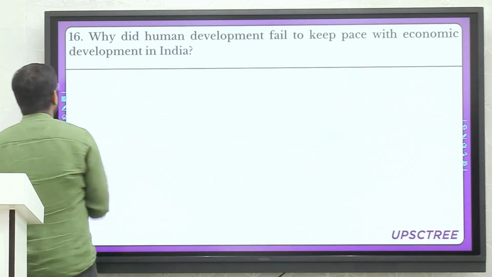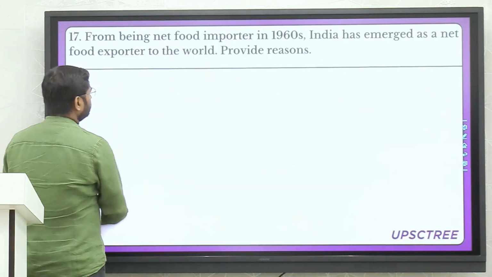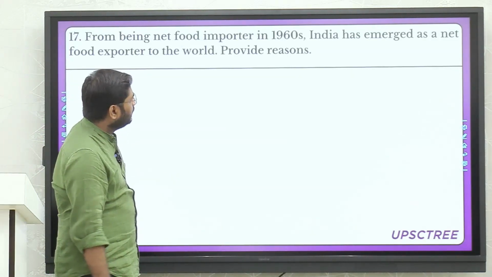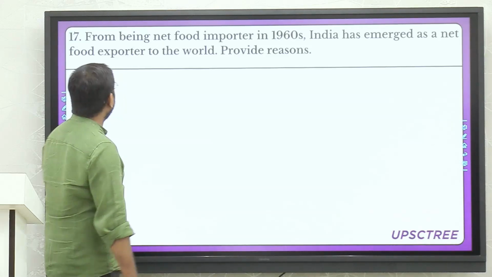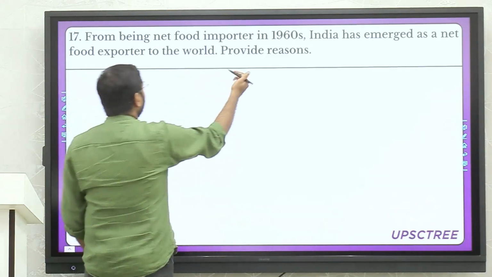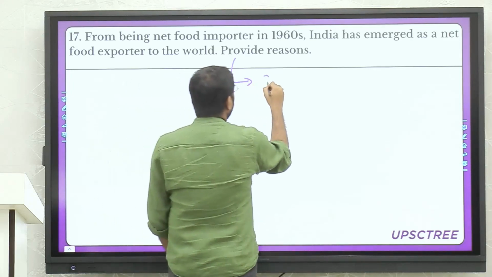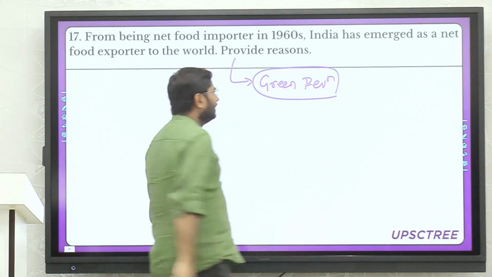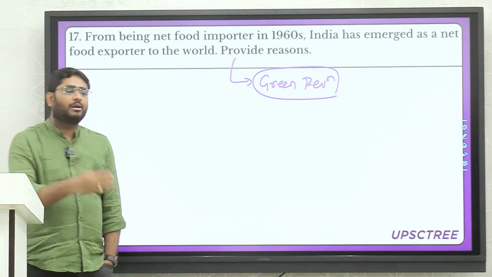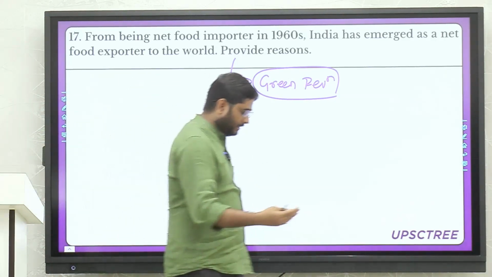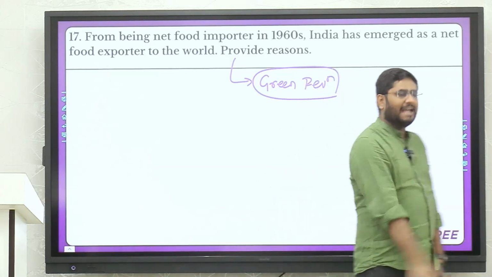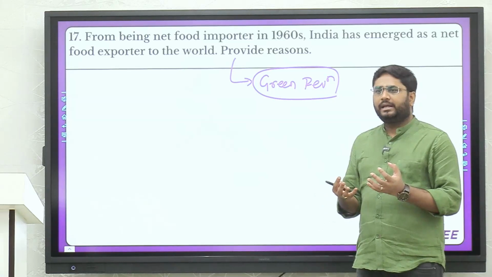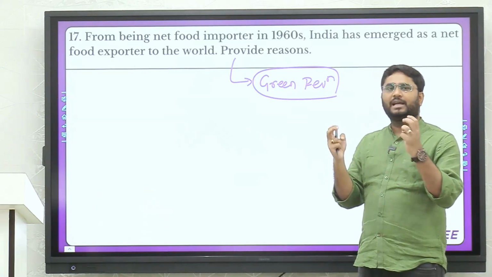Doable question. Question number 17. From being a net food importer in 1960, India has emerged as a net food exporter to the world. Provide reasons. What are the reasons? We have the Green Revolution. Another reason is that Richard Nixon humiliated our Prime Minister, Indira Gandhi, who got angry and wanted to do something so that we are not called the begging bowl of the world.